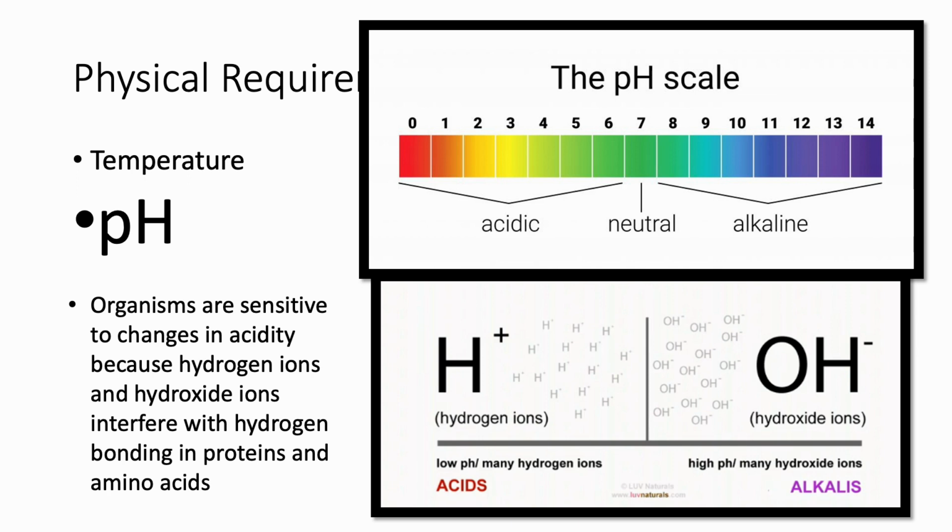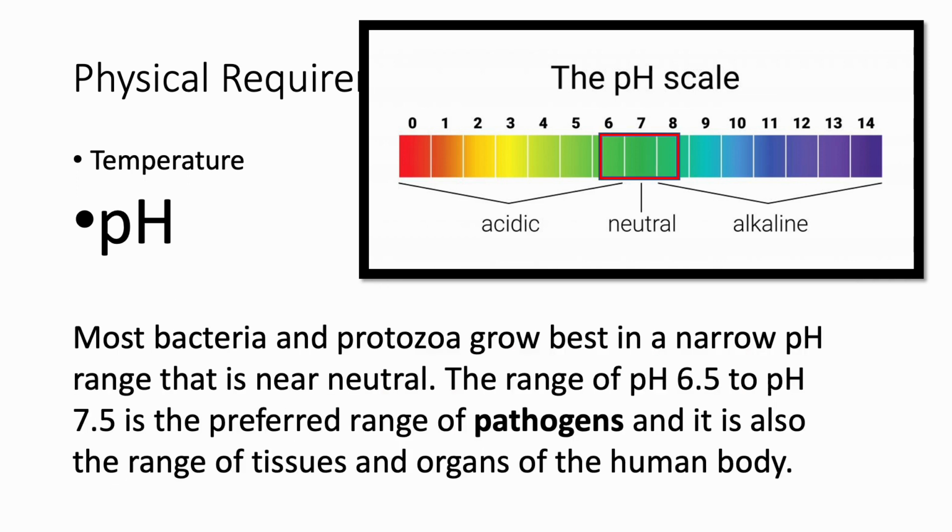So generally speaking, most types of bacteria and protozoa are going to thrive best in this neutral range on the pH scale. Now, of course, there are plenty of archaea and types of extremophiles that can exist in these more extreme ranges on the pH scale, but generally, they like it to be neutral. And surprise, surprise, most of the tissues and organs of the human body are within this neutral range as well. So this is also the preferred range for pathogens.